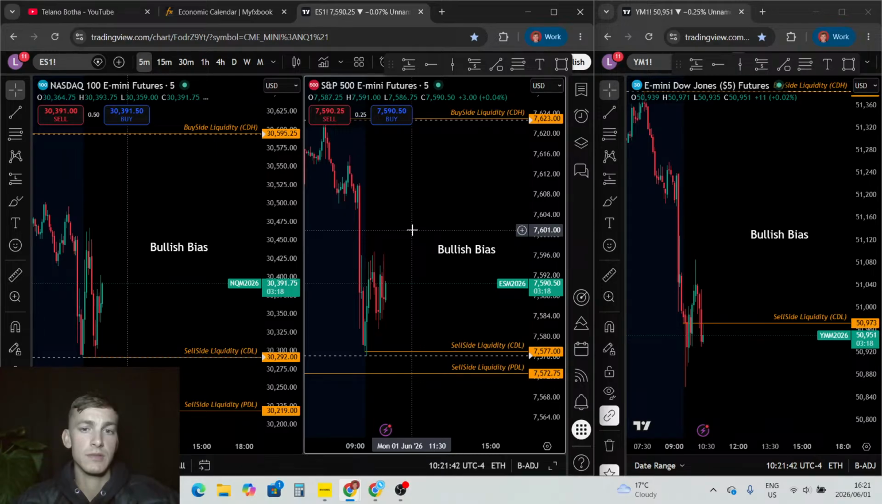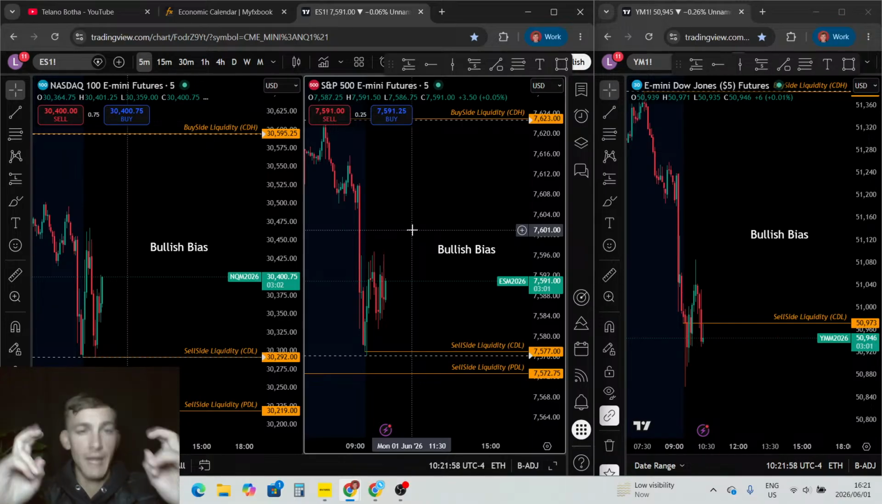It just sets itself up for a SMT, smart money tool, smart money technique, whichever way you want to talk about it. It's essentially just a cracking correlation where one asset is going against another, where by law, nature, they go together. All right.